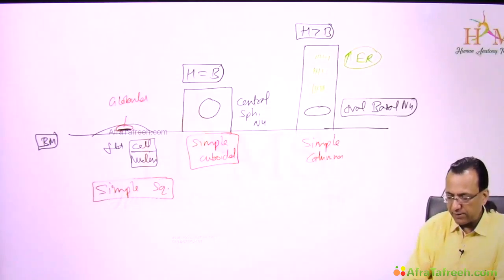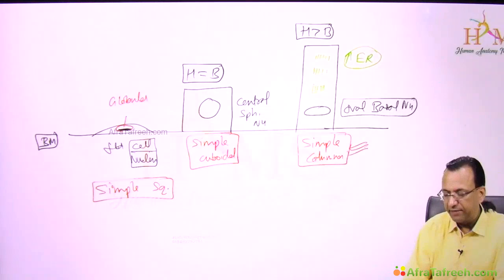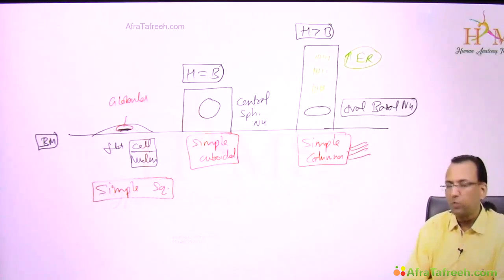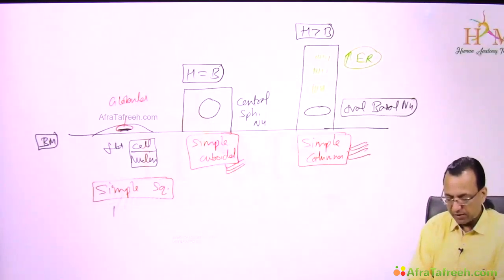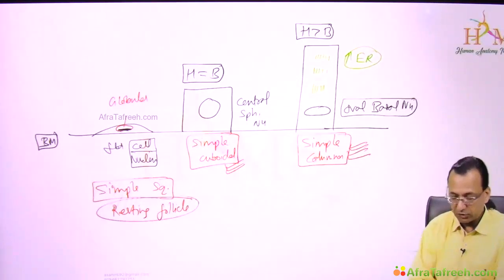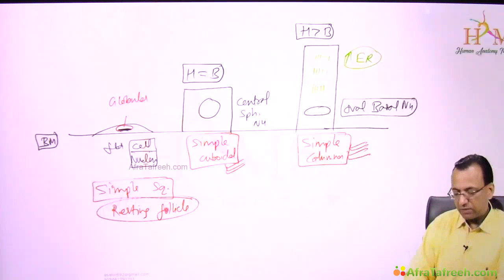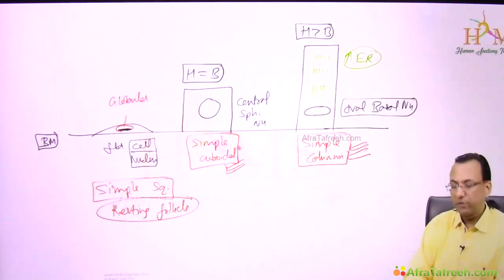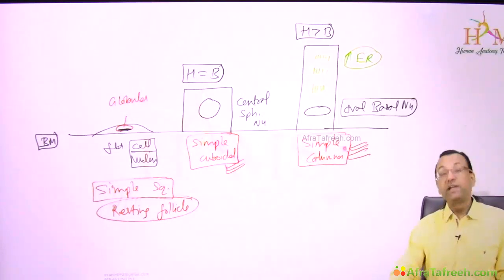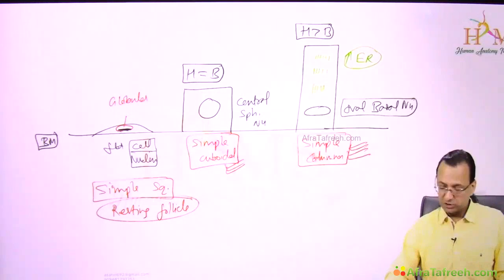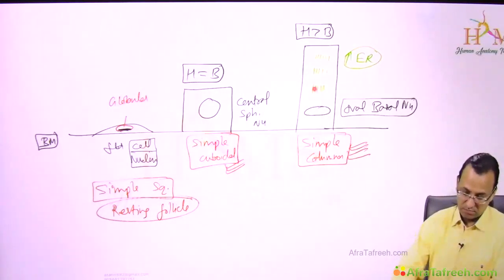Now, this simple columnar epithelium is in the actively secreting thyroid follicle. Yes. What if I simply say thyroid follicle? Then it is simple cuboidal. And what if I say resting follicle? If it is resting follicle, then your answer will become simple squamous. So, resting thyroid follicle, simple squamous, less of secretion. And simple cuboidal, normal thyroid follicle. And actively secreting thyroid follicle, simple columnar. That is the way you will tell the answer.